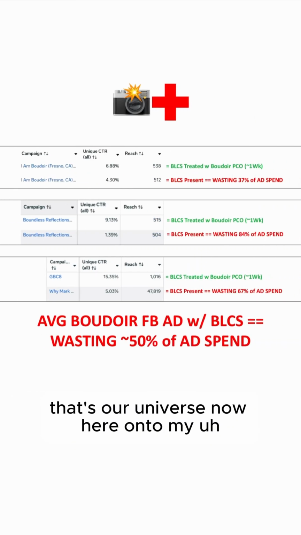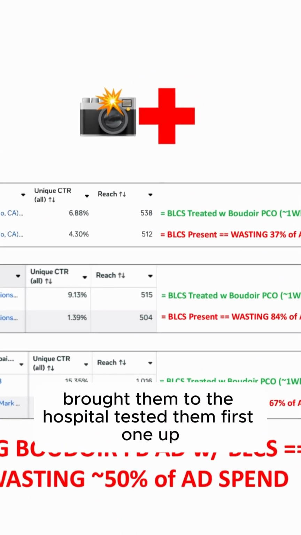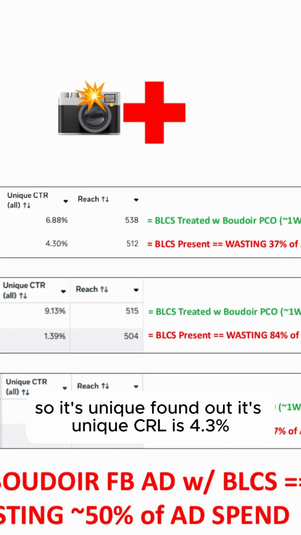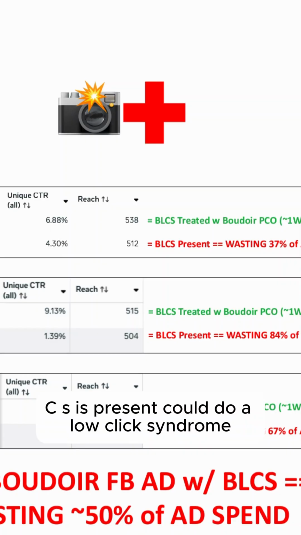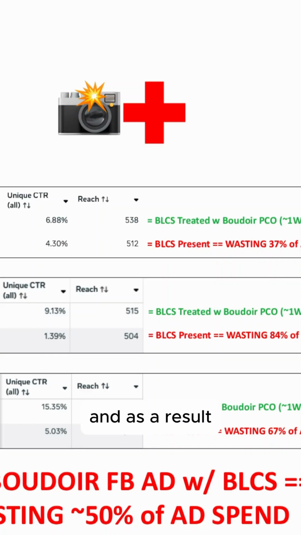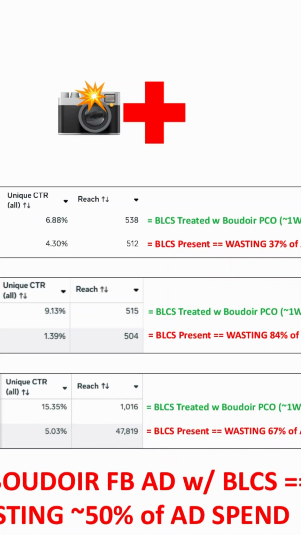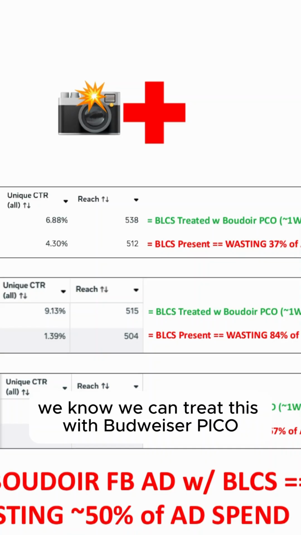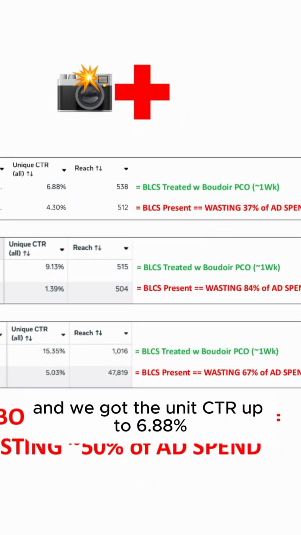So that's our universe. Now here onto my residency. So I found some Boudoir Facebook ads out there, brought them to the hospital, tested them. First one up, found out its unique CTR is 4.3%. So I discovered that BLCS is present, Boudoir low click syndrome. And as a result, we know we can treat this with Boudoir Pico. Takes about a week. So that's what we did. Treat it with Boudoir Pico, took about a week. We got the unique CTR up to 6.88%.